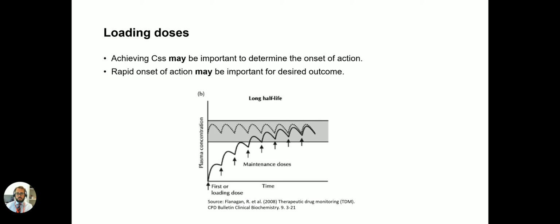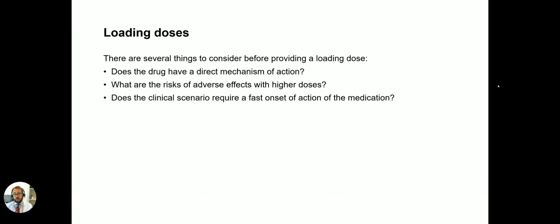A loading dose is a dose that is higher than the maintenance dose, used to achieve concentrations that are necessary to compete with clearance so that the desired effect is achieved and maintained sooner. Before considering providing a loading dose, there are several things to consider. 1. Does the drug have a direct mechanism of action? If it is indirect, for example, SSRIs, then using a loading dose may not speed up the onset of action.